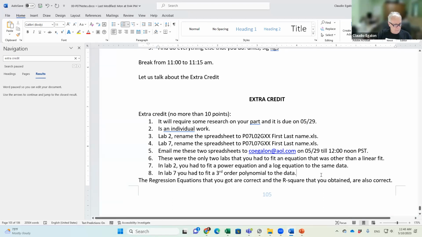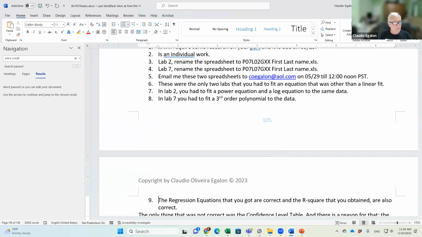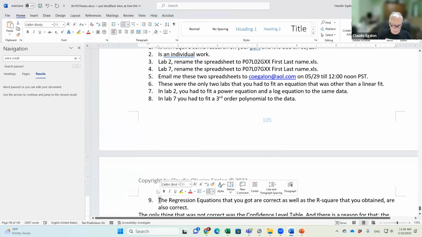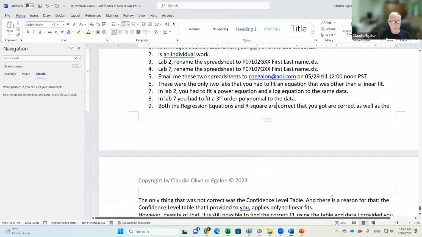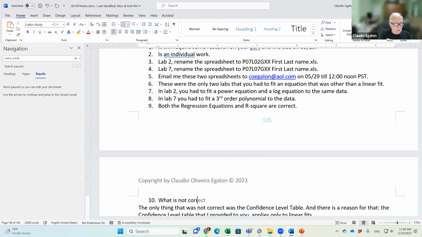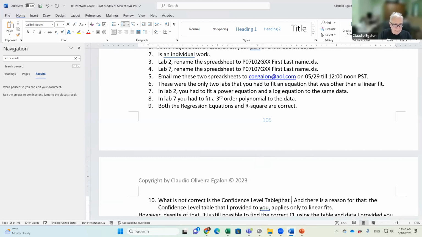So in lab 7, what else? The regression equations that you got are correct, and the R square is correct too. What is not correct is the confidence level table that I provided you.